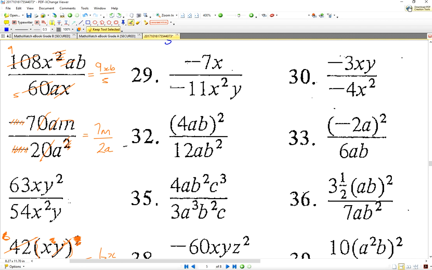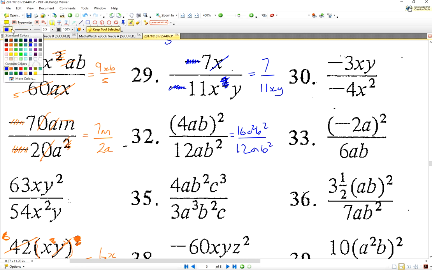So next one. So we remember when minus divided by a minus, they will cancel each other out. Divide the top by x and the bottom by x, lose the squared. And that's all we can do at the moment. So we end up with 7 over 11xy. The next one, remember we said here 4ab squared, everything you have to square it. So that becomes 16a squared b squared divided by 12ab squared.